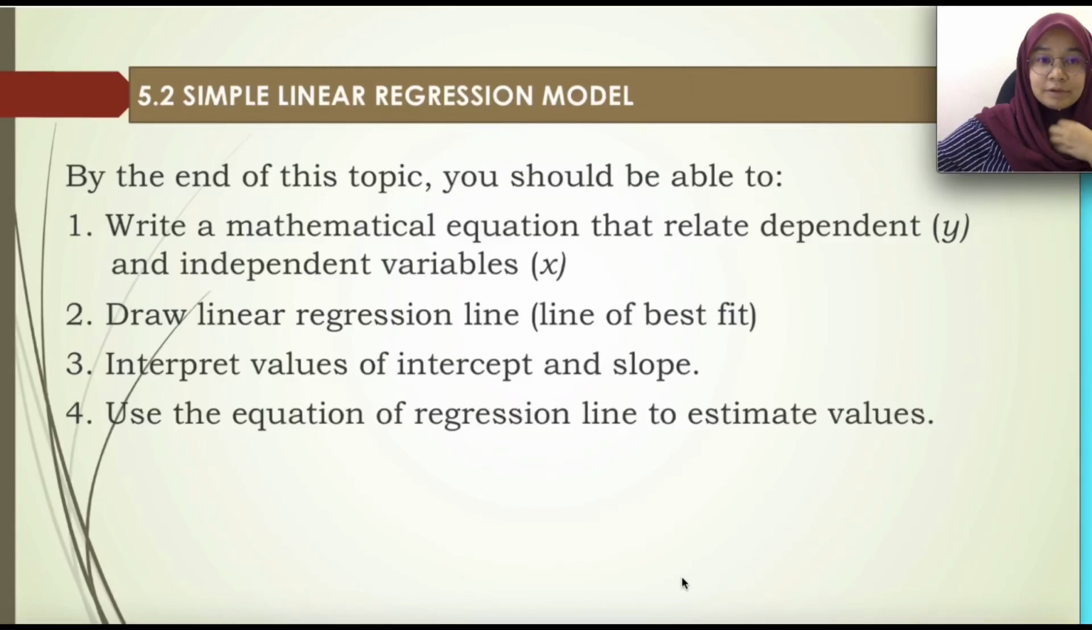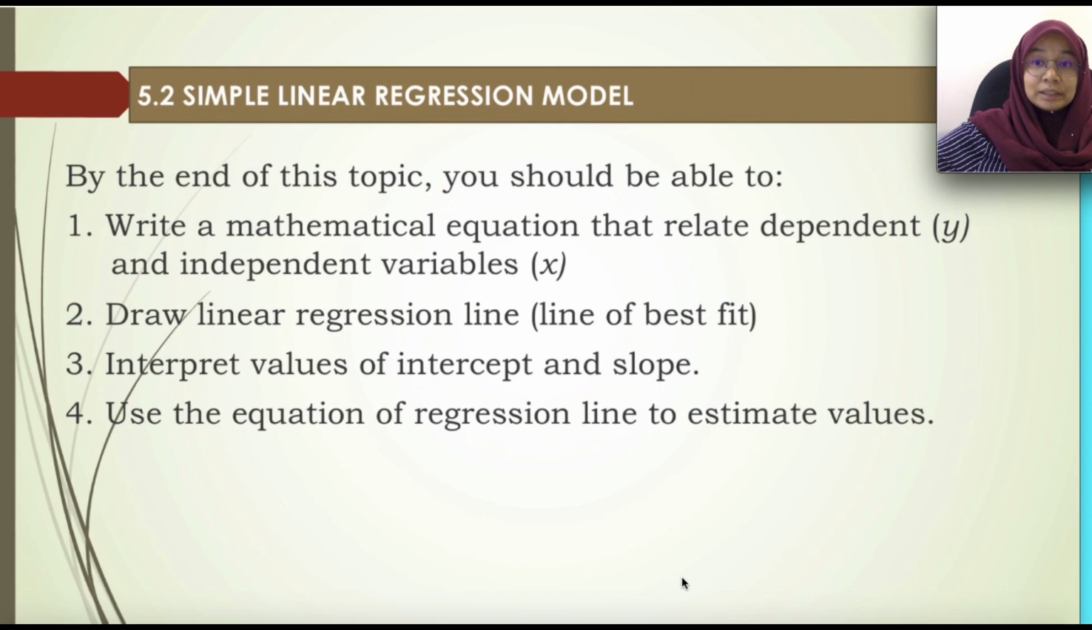Class. So 5.1, we have done our correlation. Correlation is used to determine the relationship between two variables. Then we calculate the R to determine the strength and the direction. We also calculate the R square to determine the variation. Okay, so now we have 5.2, simple linear regression model.